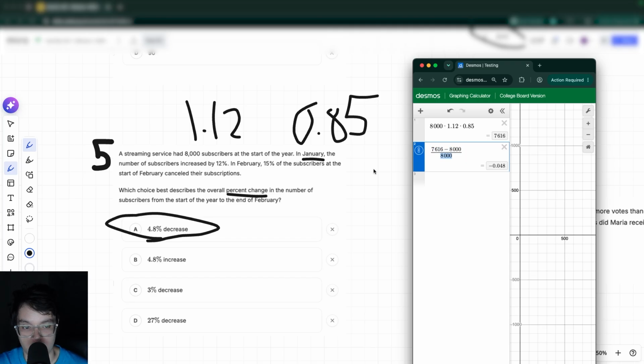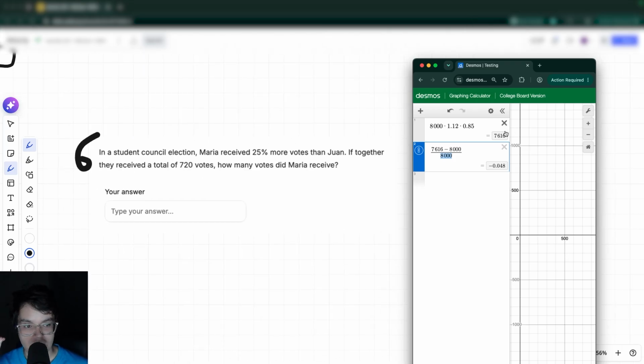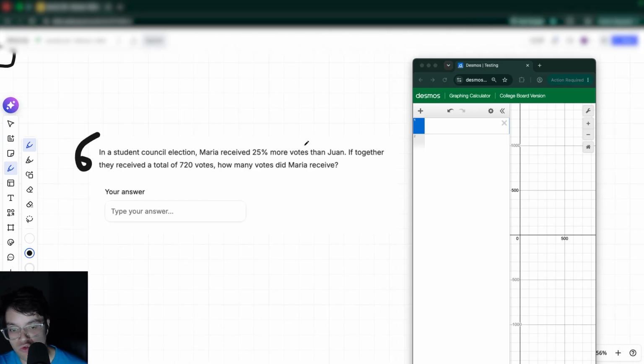How much of that would be losing, really? Six, in a student council election, Maya received 25% more votes than Juan. If together they received a total of 720 votes, how many votes did Maya receive?